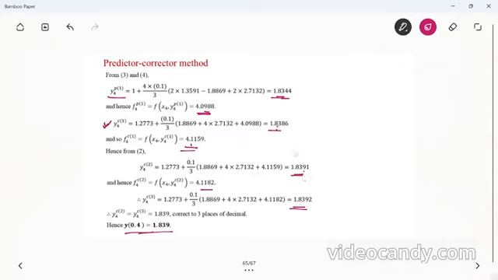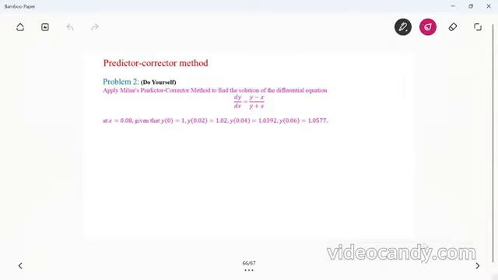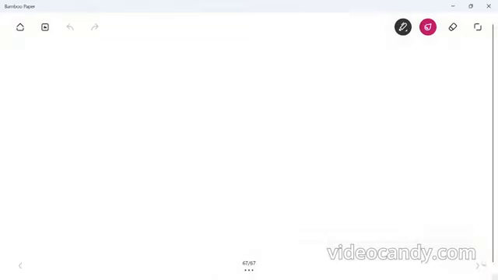The previous corrected value and this corrected value are not equal, so again we find the functional value and use it in the corrector formula, and we get these values. The last two corrected values are equal up to 3 decimal places. So we conclude that this is the solution of our differential equation. Now this is the method to solve a differential equation. Thank you.